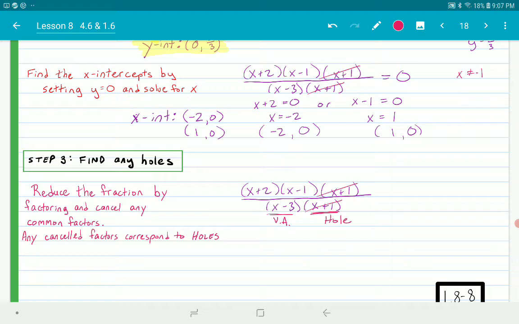So I have my reduced fraction with the x not equal to negative 1 because it has a hole. I would like to know what the y value at that hole would be. Like I know I have a graph here and there's going to be a hole right there. And what would that y value be?